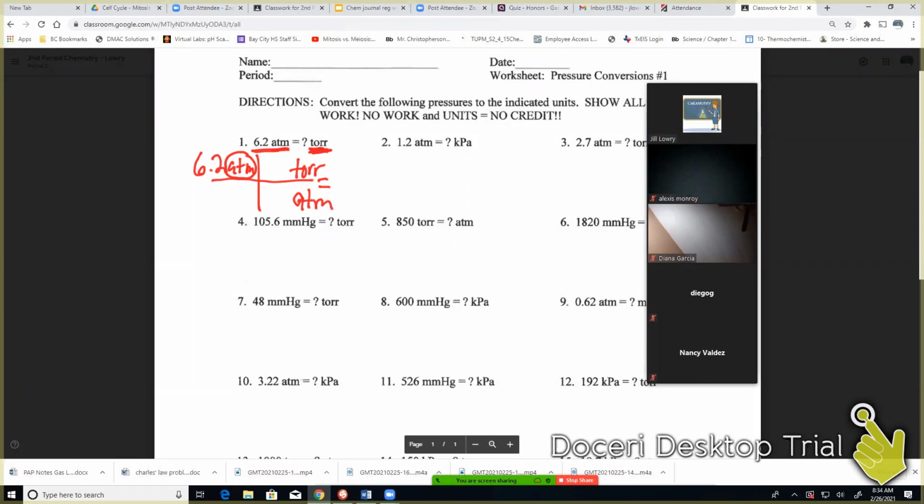So once you've done all that, then that's when you use your pink sheet to get the numbers that go in front of these units. What number always goes with atmosphere? 1. And what number always goes with torr? 760. So once you've done that, then you just multiply across.